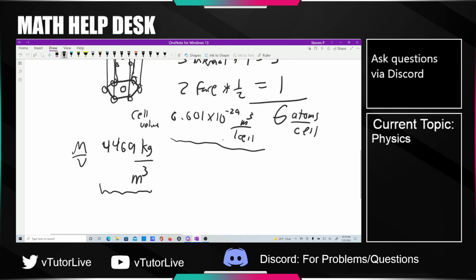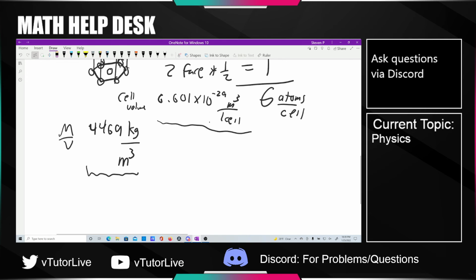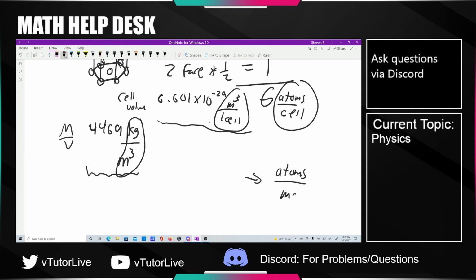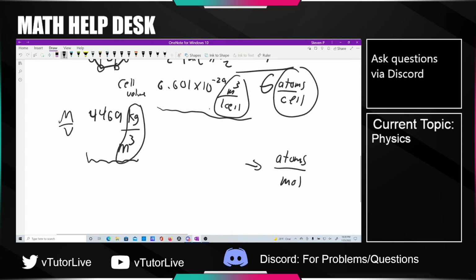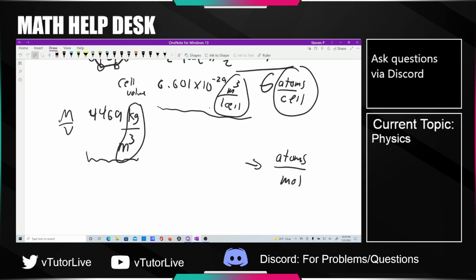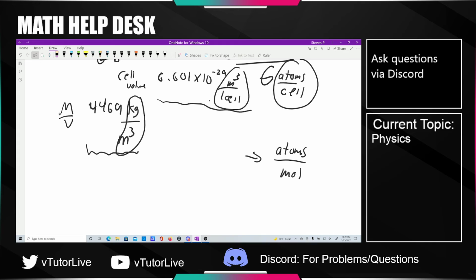Okay. So we basically have kilograms per meters cubed, we have meters per cell, and we have atoms per cell. We need to chain some stuff together to arrive at atoms per mole, I think is what it needs to be. Okay, right?